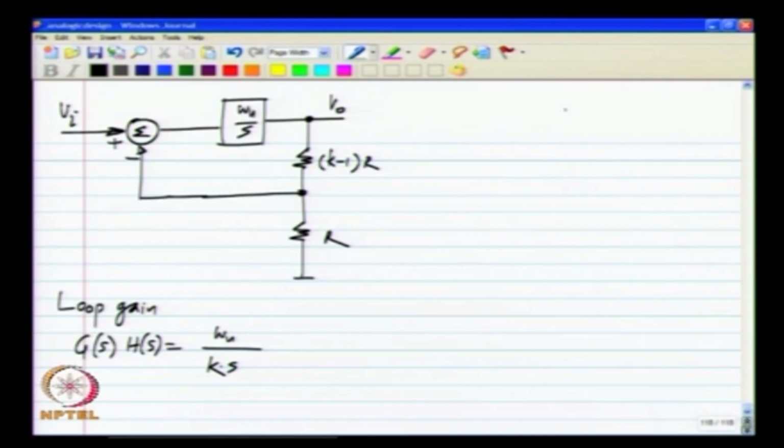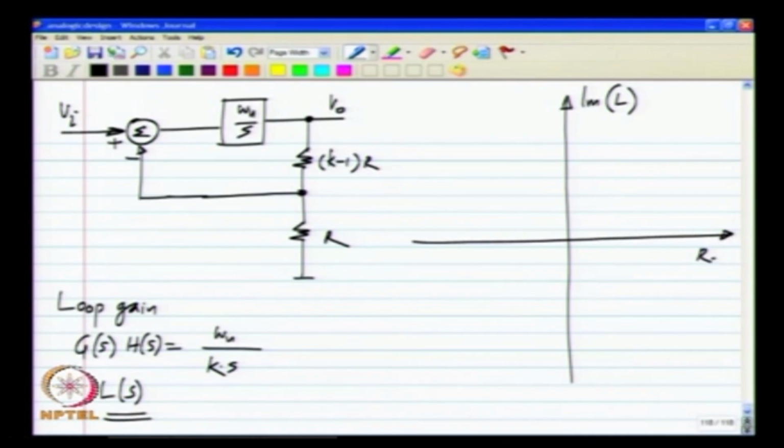I will use a shorthand for the loop gain, L of s, so that it is easier to write, and I have to plot imaginary part of L versus real part of L. So, what happens here, if I start from s equals j 0, this is equal to infinity and it has a phase angle of minus 90 degrees. In fact, this function has a phase angle of minus 90 degrees for whatever value of s equals j omega.